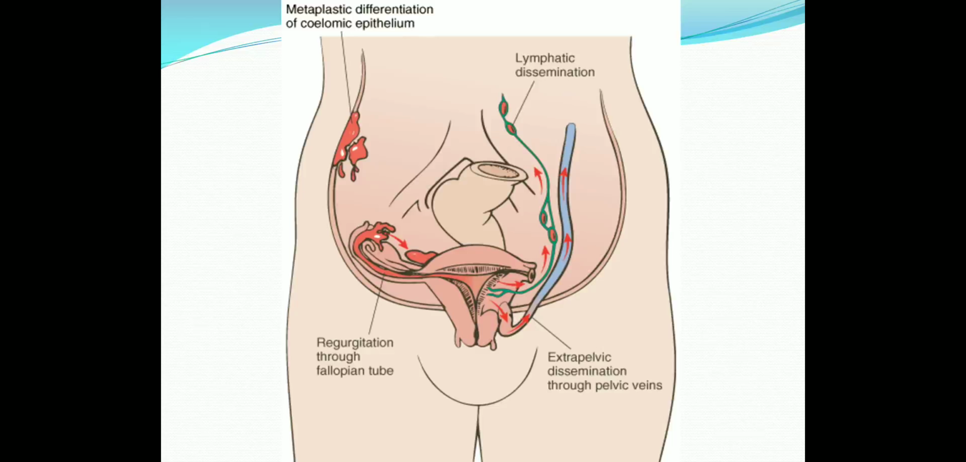Another theory is extrapelvic dissemination through pelvic veins, that is hematogenous spread. Through pelvic veins, small cells of this endometrium can disseminate and go and settle somewhere. Okay, so these are some theories regarding endometriosis. This is also very important. They will ask the pathogenesis of endometriosis also.